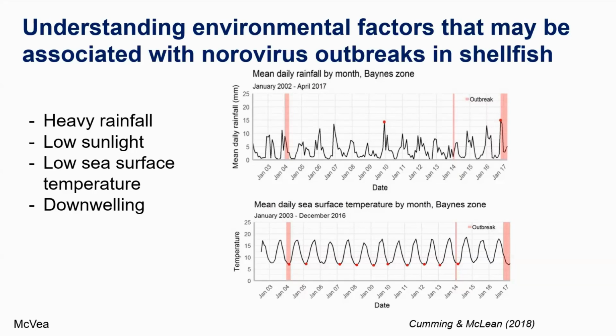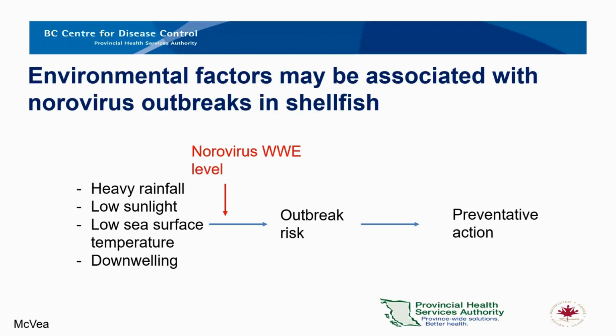And so if you go to the next slide, one of the things that we can do is we know that norovirus wastewater is a signal of how much activity there is in the community, which is related to how much might be deposited into the ocean environment during contamination events. So we can add in these models all these different features along with concentration of norovirus in wastewater, that bonus data that I described, and that can help inform the outbreak risk as well as preventative action.